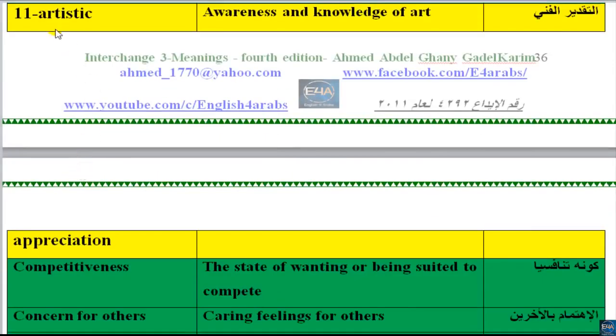11. Words of exercise number 11. Artistic, British R silent, artistic. American, artistic. Awareness and knowledge of art. And, British. American, N. A and D silent. Awareness and knowledge. Of, O-F, V. Of art. Artistic, awareness and knowledge of art.